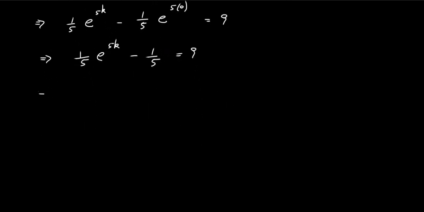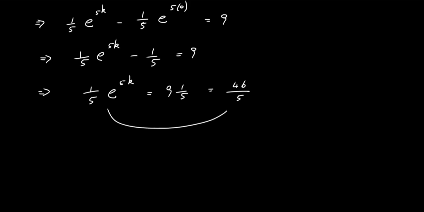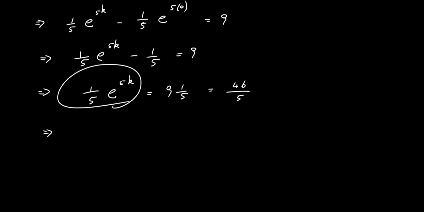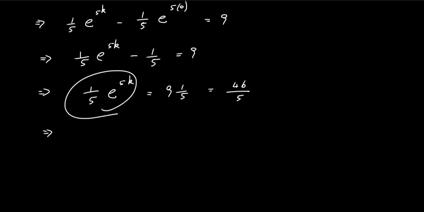Okay, so let's bring this 1/5 over to the other side, add 1/5 to both sides. So we get 1/5 e to the power of 5k is equal to 9 and 1/5. I'll write that as an improper fraction. 5 9s are 45, plus 1 is 46 over 5. So I'm just dealing with these two parts now. The next thing I'm going to do is multiply both sides by 5. If I multiply this side by 5, it'll get rid of this fraction. So I've got e to the power of 5k. Multiply this side by 5, I'll just get 46.